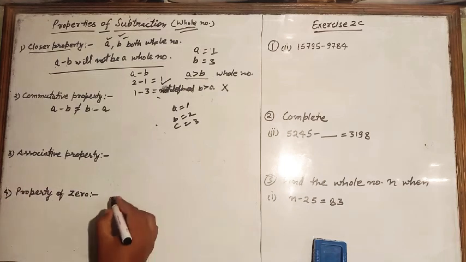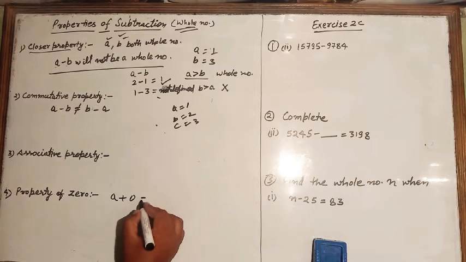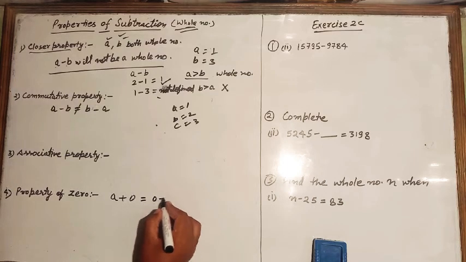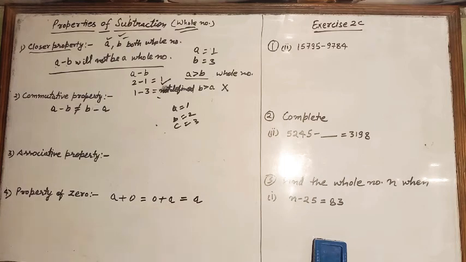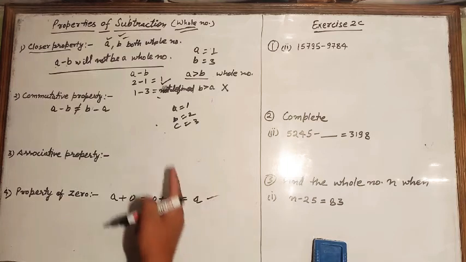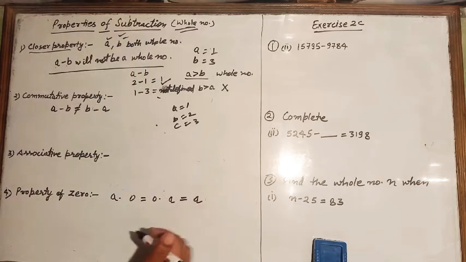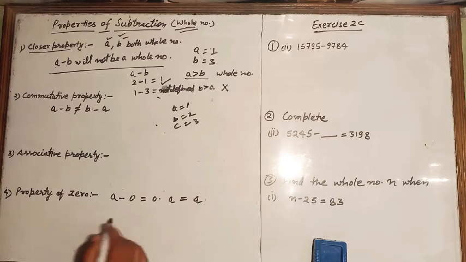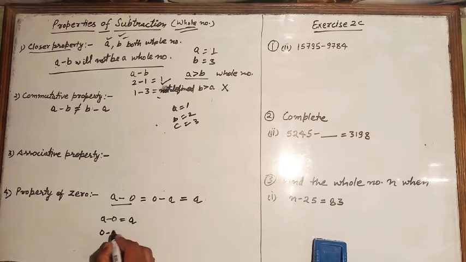In addition, we have seen that if a is a whole number, and we add 0 to the whole number, or add the whole number to 0, then our result is a only. But what happens if we are subtracting? This was the case of addition, but here we are reading subtraction. So a minus 0 will be a, but it is not necessary that 0 minus a is defined. 0 minus a is again not defined here.